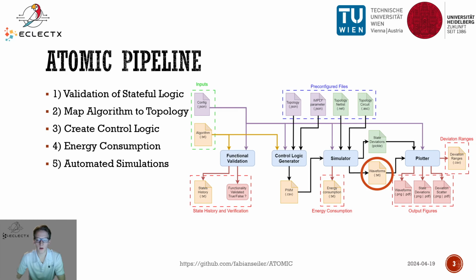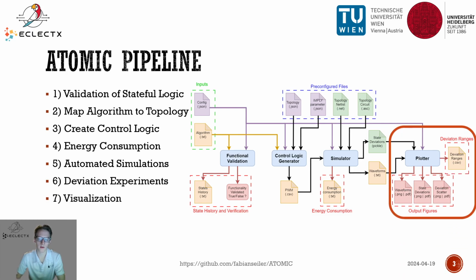In the fifth step, all the different waveforms are called and actually evaluated. We also store these to further look into the results. Then different deviation experiments are run, where we can check if the functionality is still given if the states of the memristor change. And in the last step, we have an extensive visualization range where different outputs and results can be automatically plotted to be included in papers.